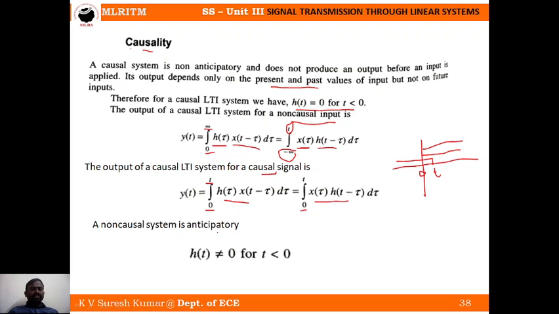And a non-causal system. So what is a non-causal system?